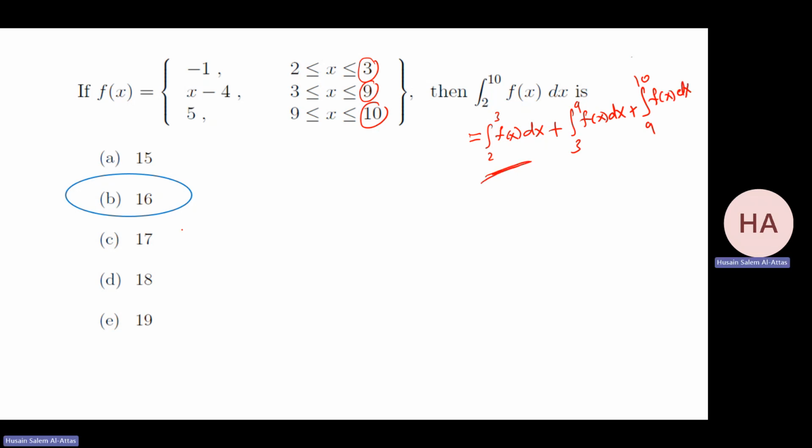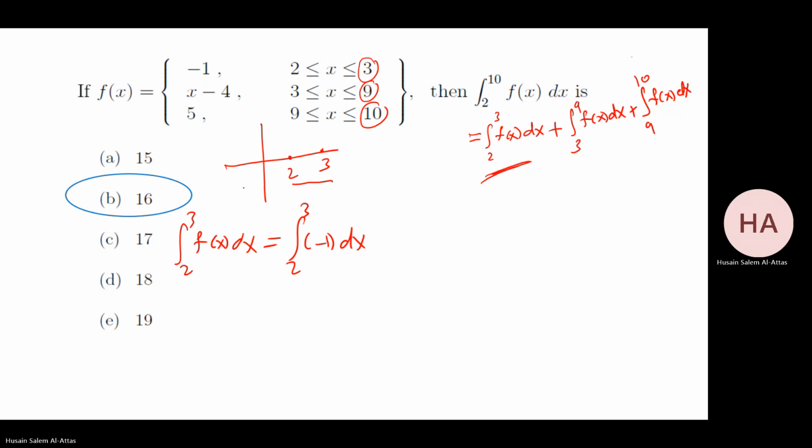Now, how to do this? Integral from 2 to 3 of f of x dx. This is the function, minus 1 dx. How to do this integral? I have the function between 2 and 3, and it's only this one. So I have this rectangle, which is 1 times 1, which is 1.